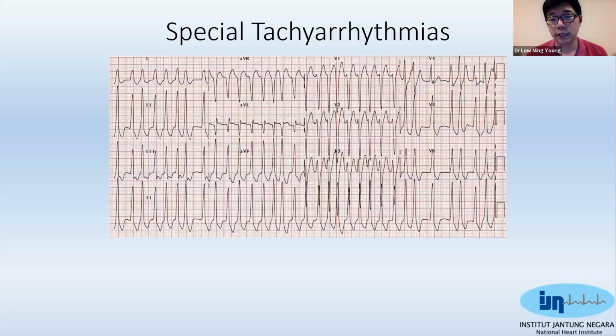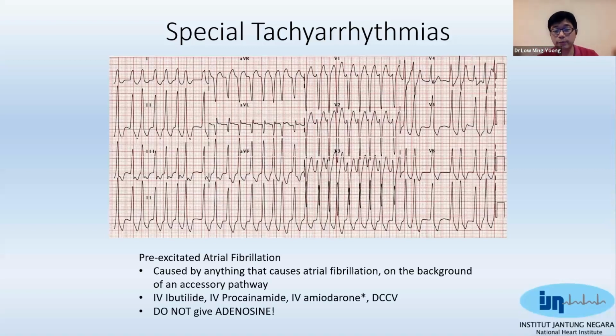It's called pre-excited AF. Pre-excited AF basically means there is an AF on the background of Wolff-Parkinson-White. Wolff-Parkinson-White is manifest, okay? It means you have delta. So you have limited choices. You have ibutilide, you have procainamide, which you don't have in Malaysia. You have amiodarone and you have cardioversion. Cardioversion definitely works.